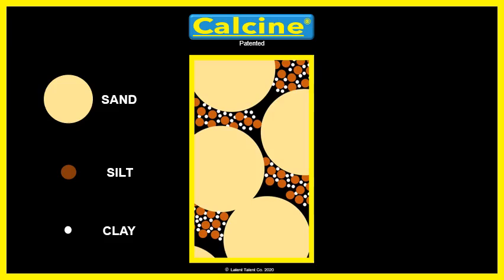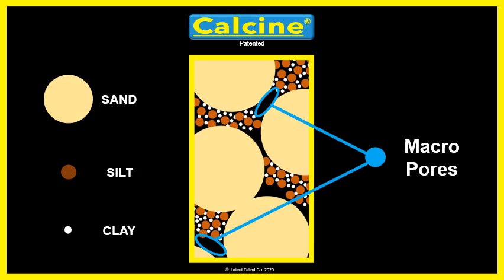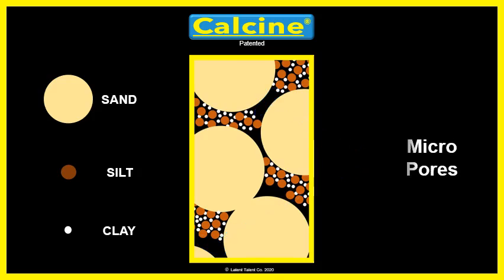Field capacity describes the amount of water a soil can hold after free gravitational drainage. Macropores are filled with air at field capacity and increase soil's permeability. Micropores hold water at field capacity and increase the soil's ability to hold plant-available water.